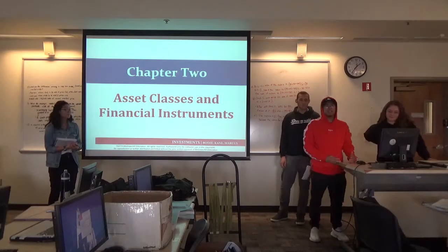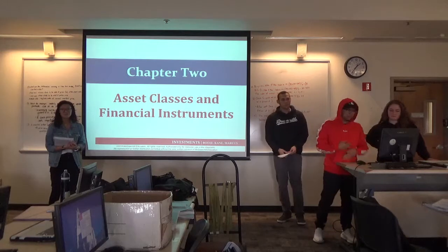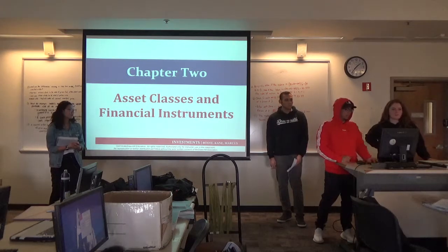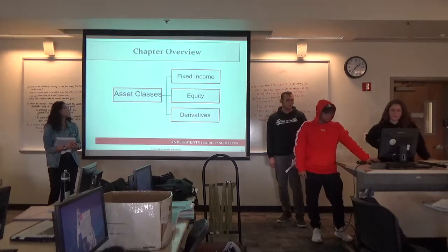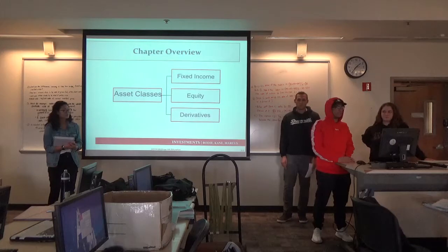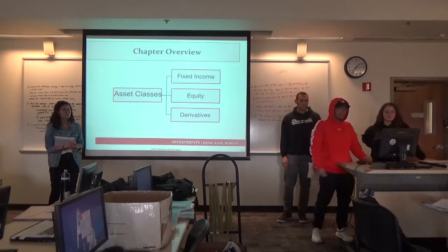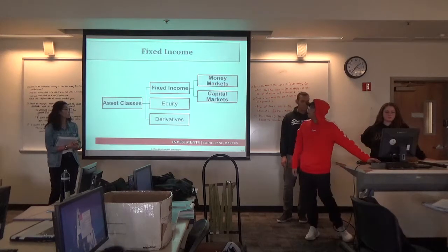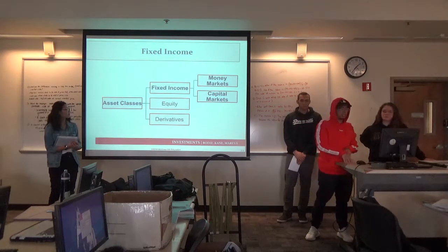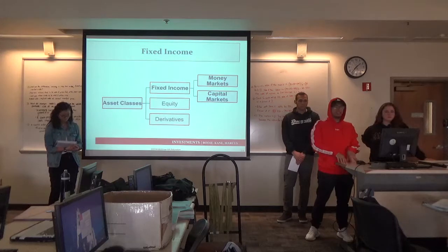It's basically just an overview of what Chapter 2 is about, and it gives us a foundation of what's going on in the book. So asset classes are separated into 3 different categories, which are fixed income, equity, and derivatives. Right now, I'm going to focus on the fixed income subsector, which is money markets and capital markets.